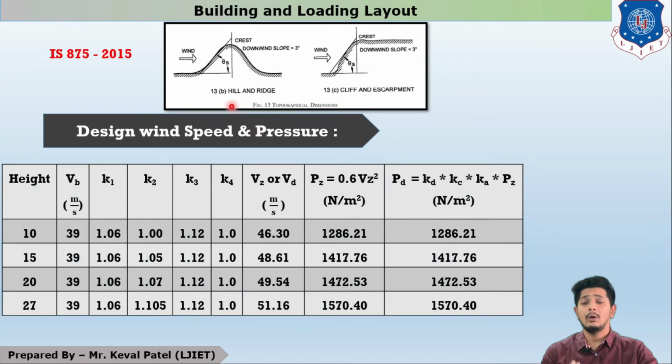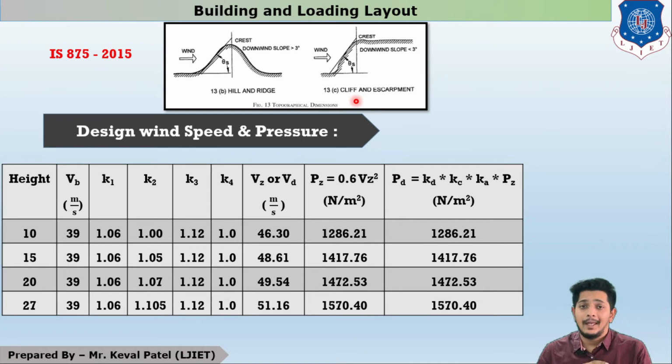You understand now what is hill and ridge and what is cliff and escarpment. Let me give you the brief. When the structure is on a three-dimensional mountain, it is known as hill and ridge. If it is in two dimensions only, it is known as cliff or escarpment.